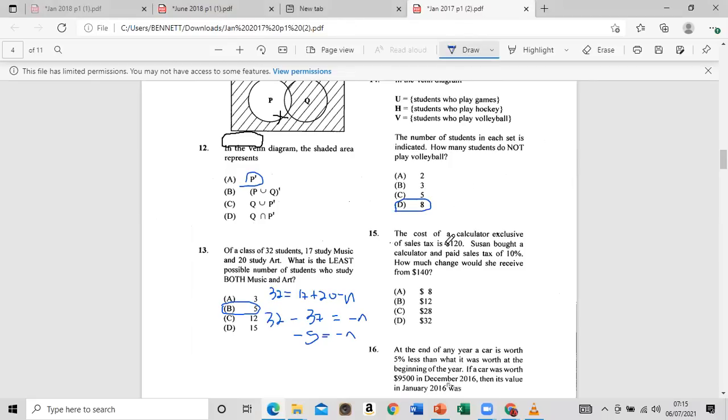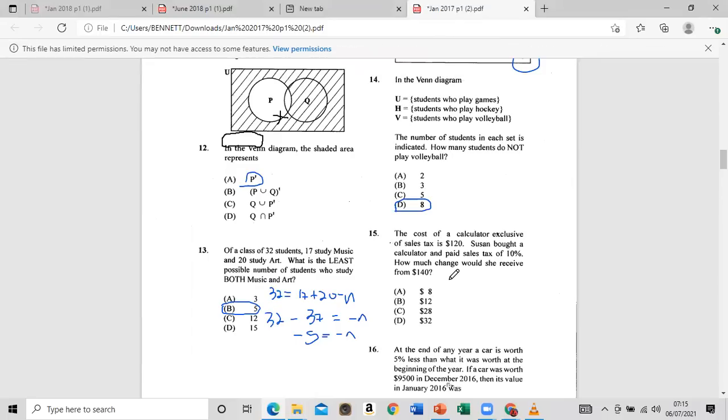Alright, guys, back to our original now. The cost of a calculator exclusive of sales tax is 120. Susan bought a calculator and paid sales tax of 10%. How much change would she receive from $40? Now, exclusive means it's not included. If it was inclusive, it would have been inside of it, but it's not. So it's exclusive, no tax on the money.